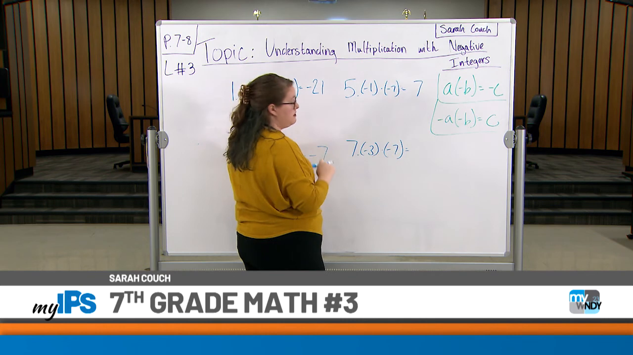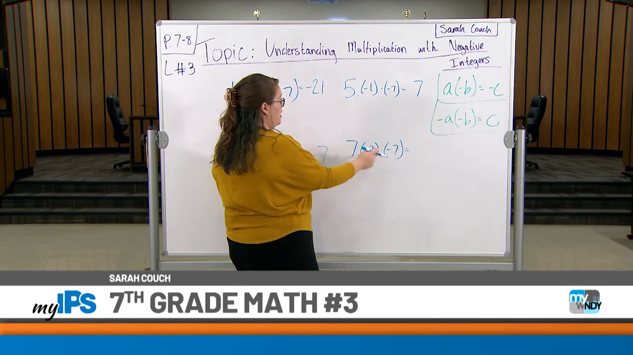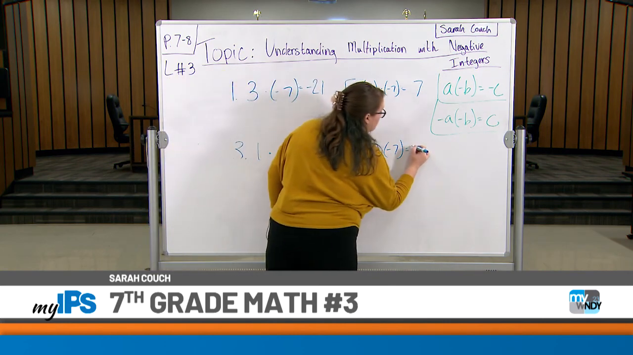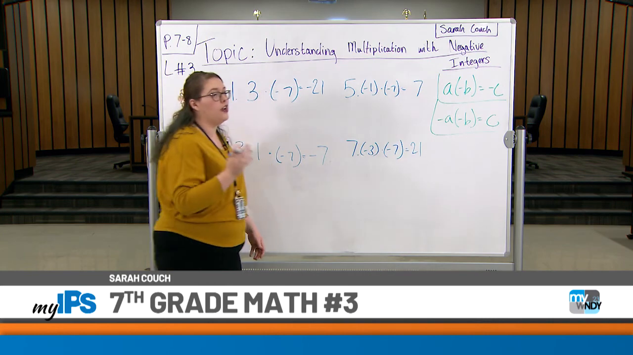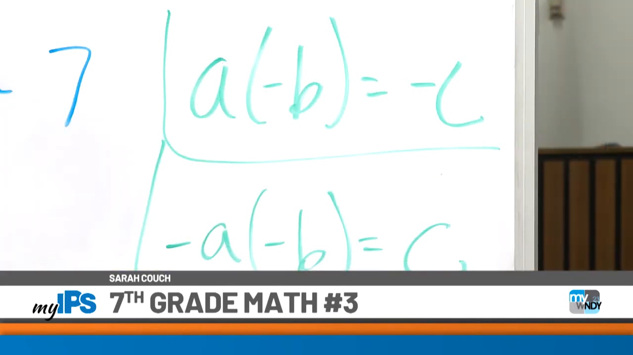It's just 7. So then we have negative 3 times negative 7. We know that it's going to be positive, right? Oh, and look, 3 times 7, 3 times 7. We know that it's going to be 21. All right, guys, take a couple moments and solve the even problems on your own.